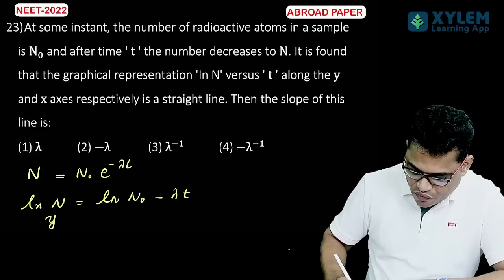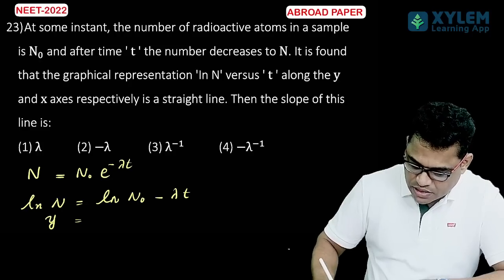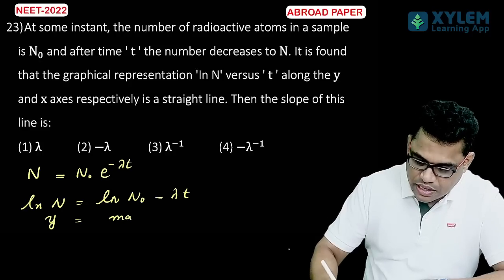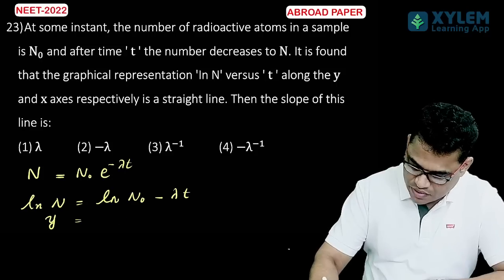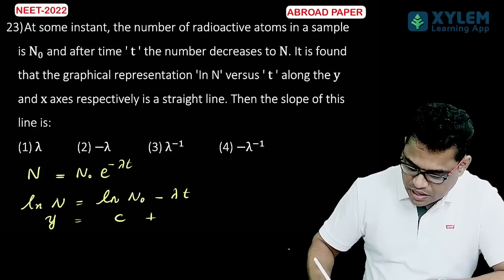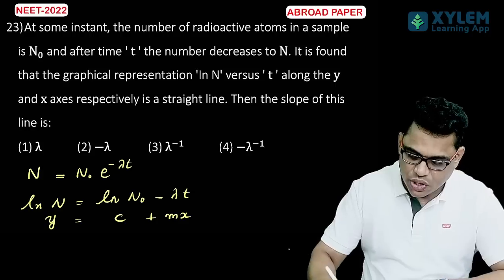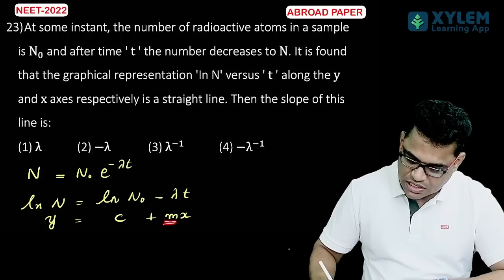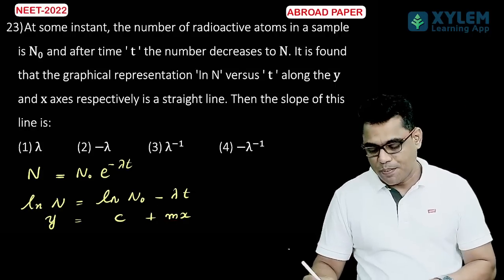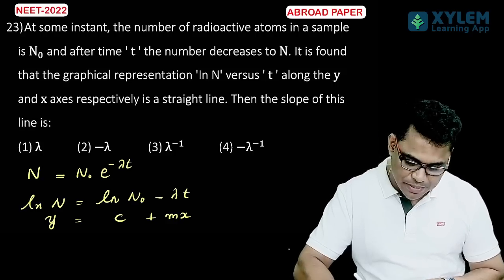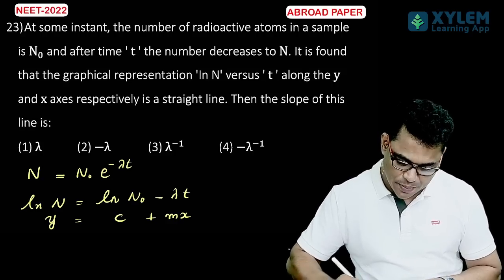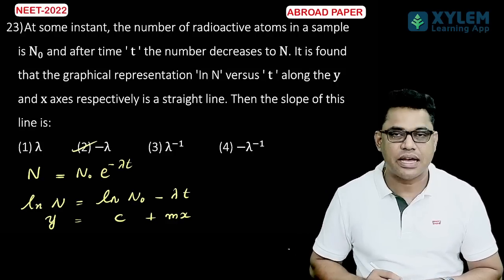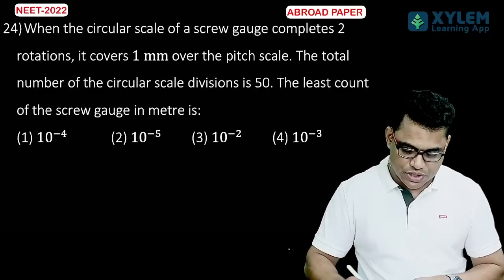This is in the form of y is equal to mx plus c, where this is c and this is mx. So in place of m, what you see is minus lambda. Therefore, the slope of this graph must be minus lambda. The slope of this line is minus lambda. Here is the answer.